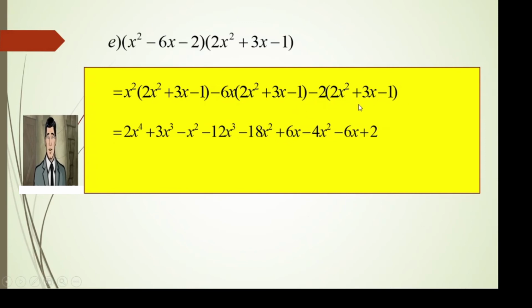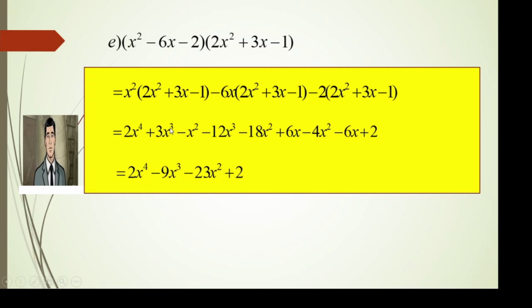And distribute negative 2 inside, negative 2 times 2x squared, and the answer is negative 4x squared. Negative 2 times 3x, negative 6x. Negative 2 times negative 1, that is positive 2. And copy 2x power 4.